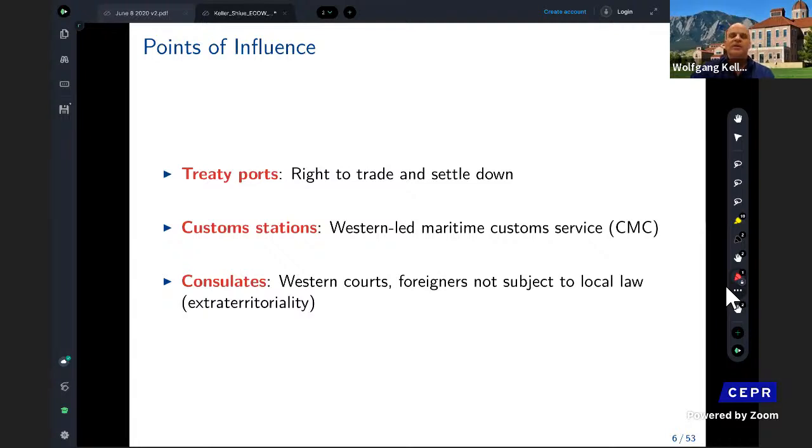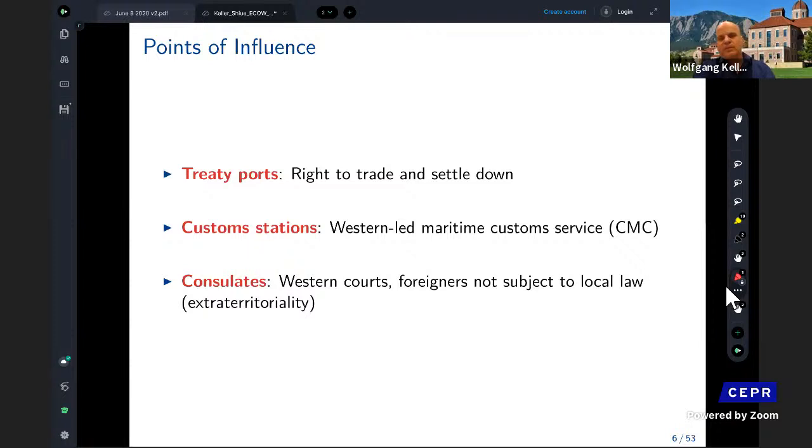First, there were the treaty ports that are most well known. Basically, what happened there in 1842 with the conclusion of the Opium War, countries, starting with Britain, got the rights to trade and settle down at that port. But because of most favored nation clauses, this right to Britain was very quickly expanded to essentially all Western countries.